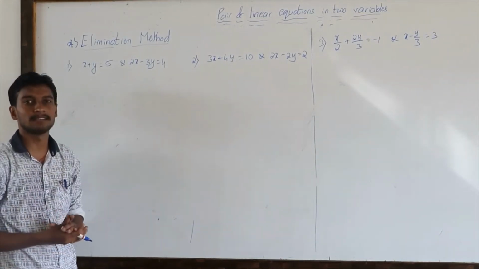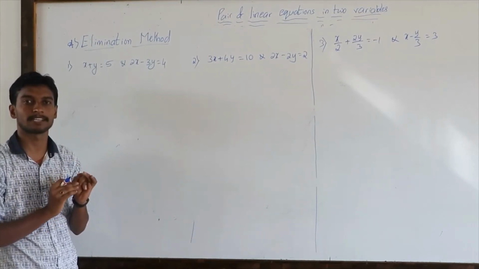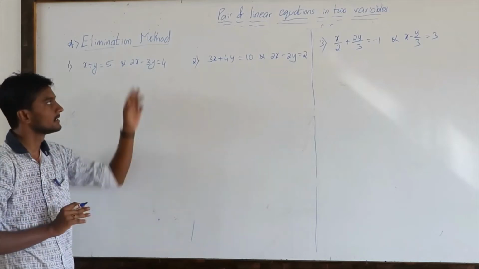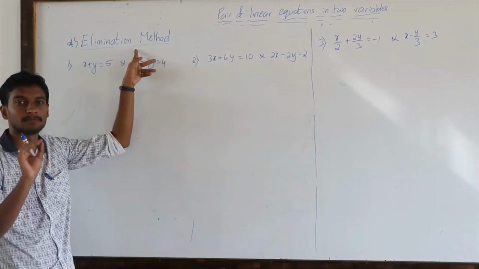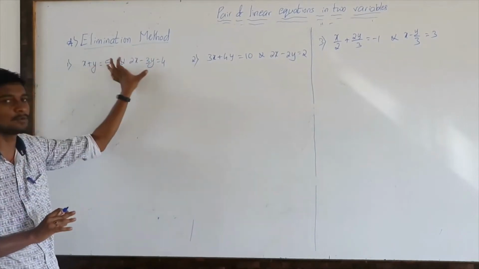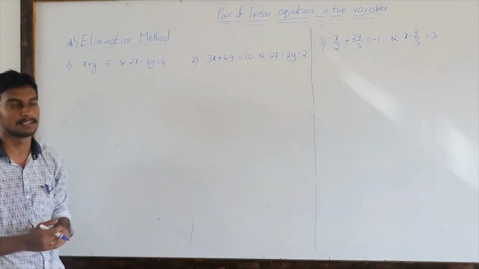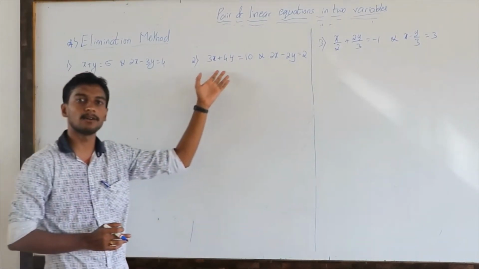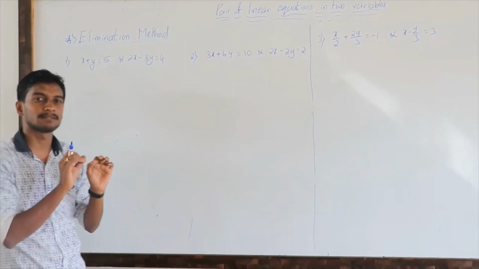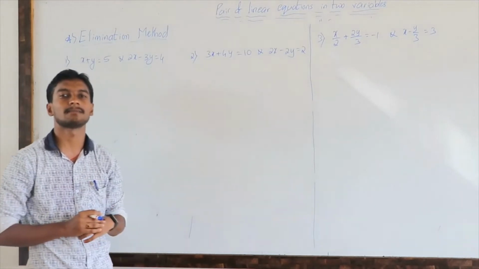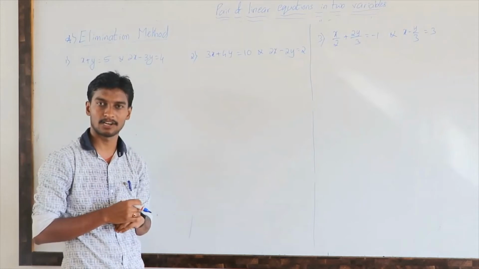If you consider these 3 methods, the substitution method, the elimination method, and the cross multiplication method, the elimination method is very easy. In the exam, they will not mention the method. They just give you a pair of linear equations and ask you to find the solutions, that is, the x and y values. They will not say solve by substitution method, by elimination method, or by cross multiplication method.